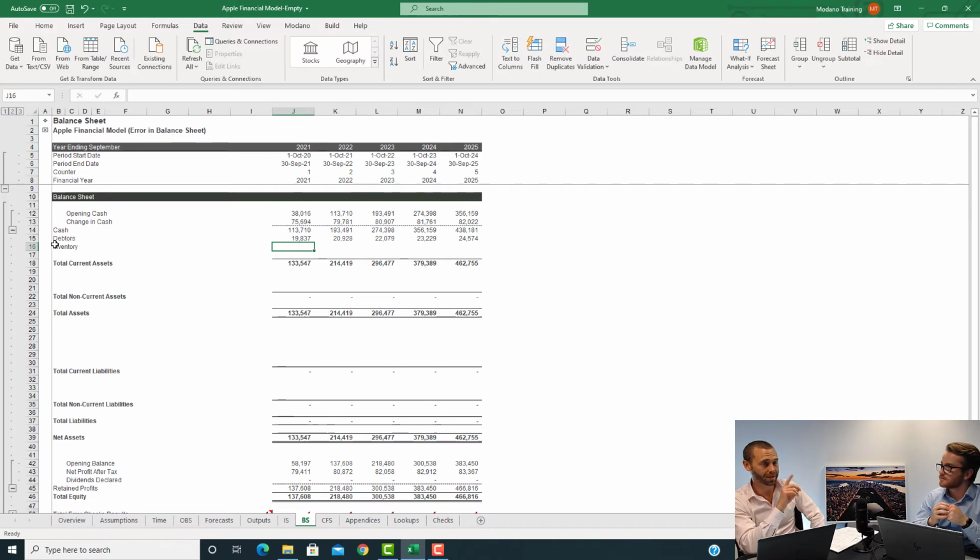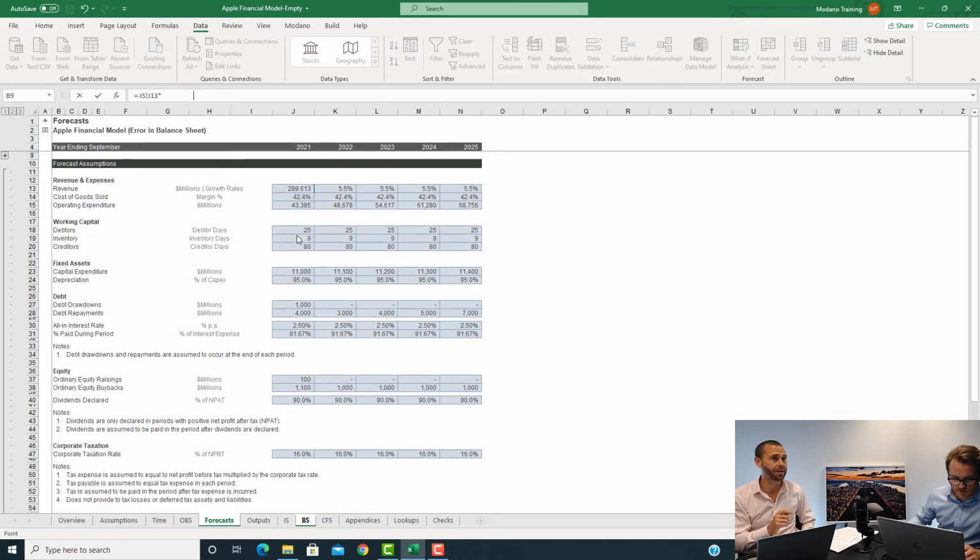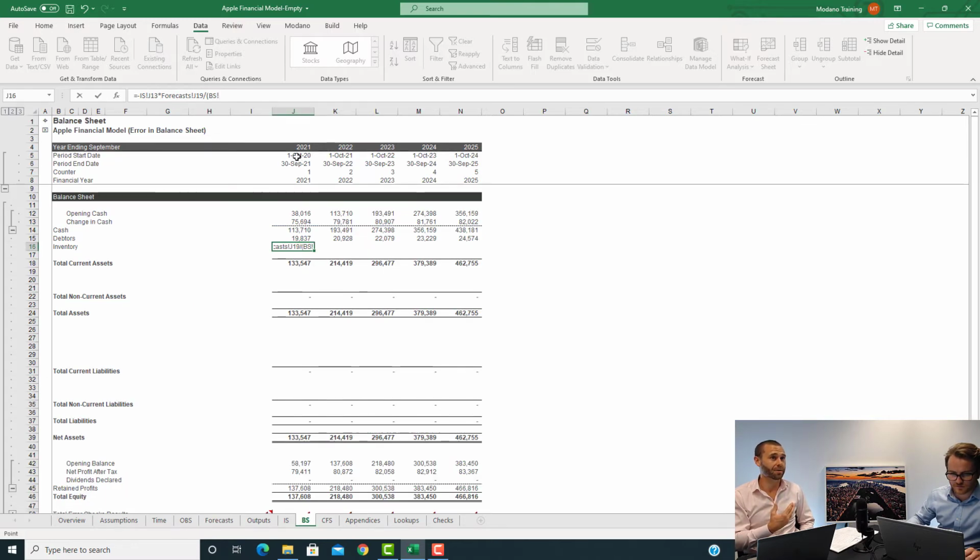Now, because cost of goods sold is negative on the income statement, we need to start off by negating that. So do equals negative cost of goods sold in the income statement, so equals negative IS J13. Then multiplied by our inventory days assumption, which is forecast J19, which is the 9 days. And then we need to divide by the number of days again, so we divide by the brackets, last end of period, J$6 minus J$5 plus 1. Get rid of those annoying sheet references. So we got 4113, right?